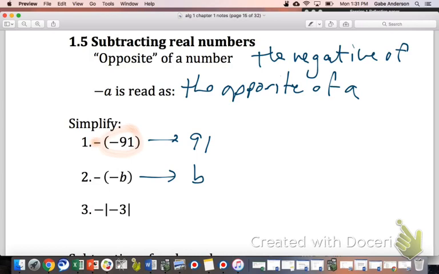Can I leave number 3 up to you for the moment? Let's see if you guys can handle number 3. The opposite, just go ahead and write it down. You can feel free to talk about it amongst yourselves, but the opposite of the absolute value of negative 3.